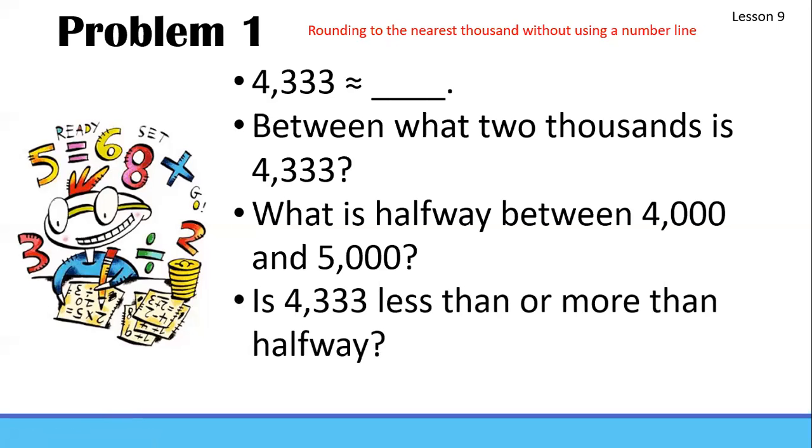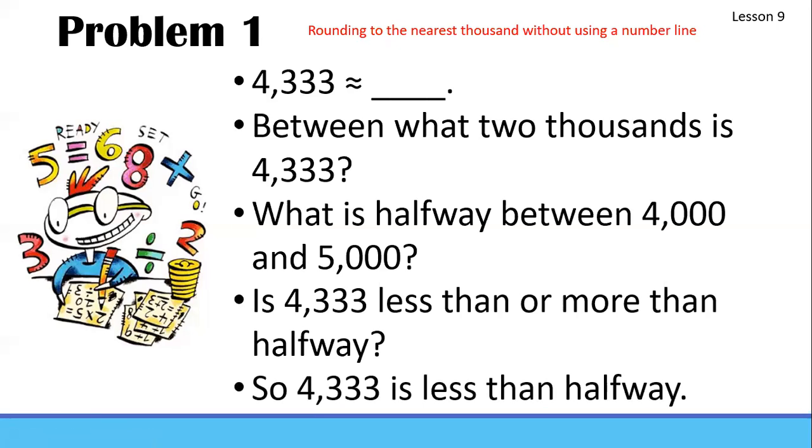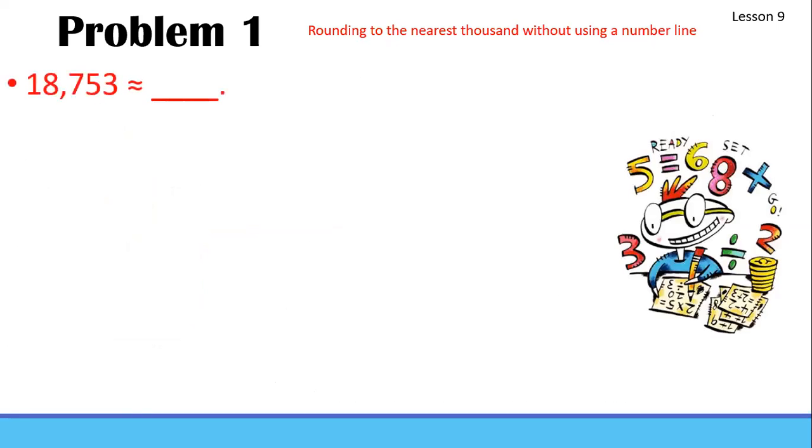Is 4,333 less than or more than the halfway point? It is definitely less than 4,500. So if it's less than, we know that it goes to our smallest number, which is 4,000. Okay, so let's try to round our next number to the nearest thousands, again without using our number line.